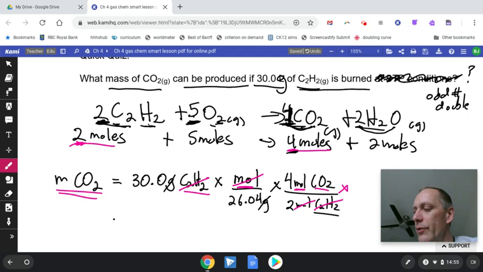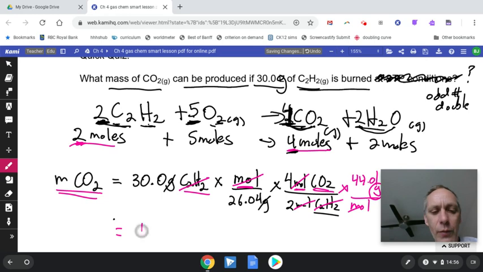And CO2 is 44.01 grams per mole. And now the moles cancel out, and we're left with grams of CO2. Plug it all into your calculator, and you get 101.40 grams as the mass of CO2.